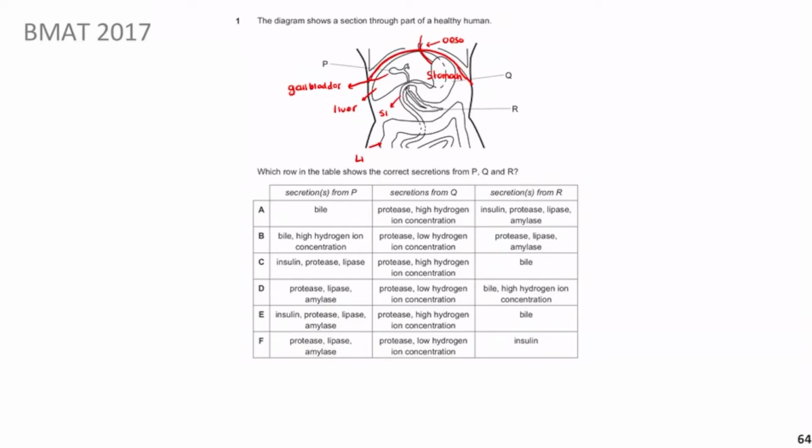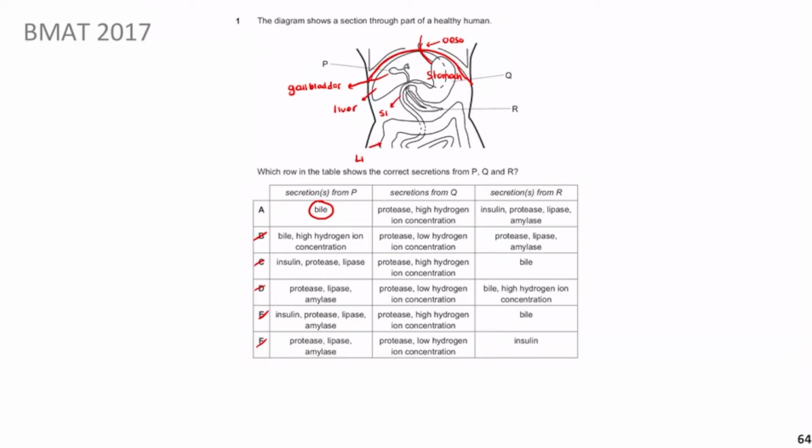And then it says, which one on the table shows the correct sequence from P, Q, and R? So what does P secrete? We just said that, isn't it? That's bile. So we know it's that. Does it secrete a high hydrogen ion concentration? Actually, no. That's more of a thing of the stomach, isn't it? So it can't be B. This one doesn't have bile, so it can't be that. This one doesn't have bile. Yeah, and we basically already got an answer. But let's just go over the rest, guys.